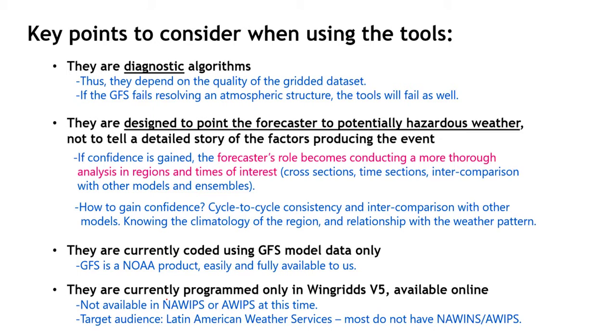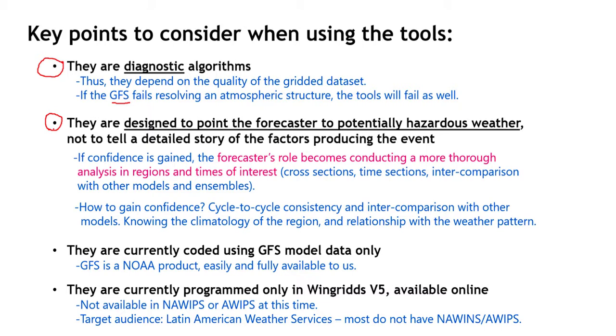So key points to consider when using the tools. This is very important. So the first point is that these are diagnostic algorithms, right? So they depend on the quality of the gridded data set. So if the model, for example, at this point we have them coded in the GFS, right? So if the GFS fails resolving an atmospheric structure, then the tools will fail as well. So they're depending on the source of the data, right? Then something else that is important is that they are designed to point the forecaster into potentially hazardous weather, not to tell a detailed story of the factors producing the event.